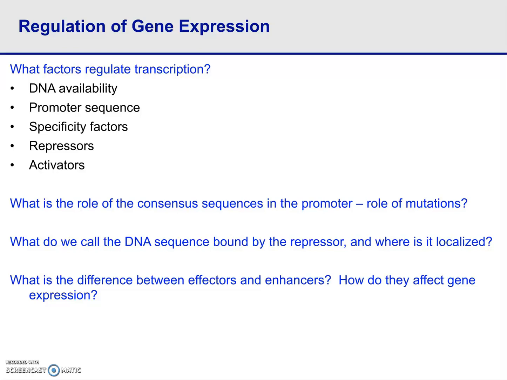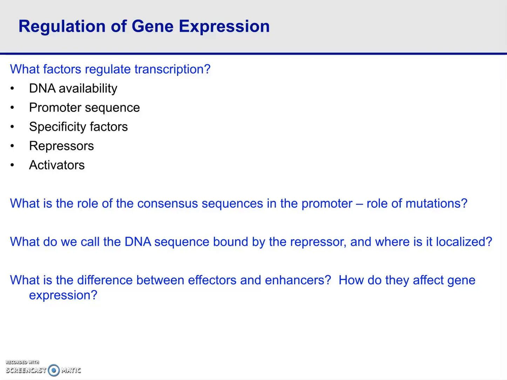Mutations in the sequence of the promoter that move the binding site away from the consensus sequence lower the binding affinity of the transcription factor, or in other words, decrease transcription run by that promoter. Mutations in the promoter that improve the binding of the transcription factors or the specificity factor to the promoter will increase transcription. So you can see the role of variability between promoters.